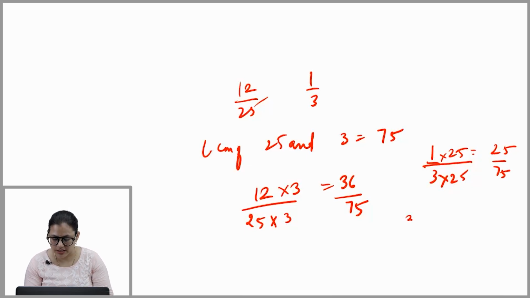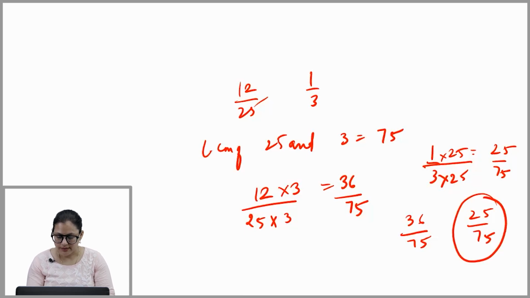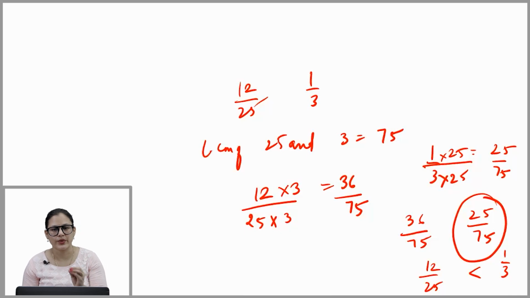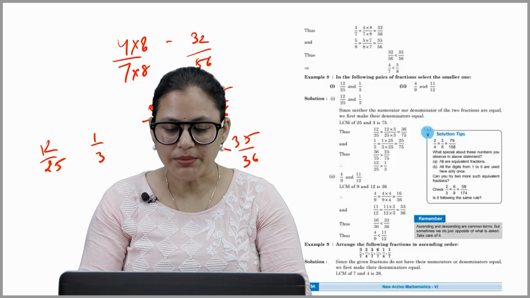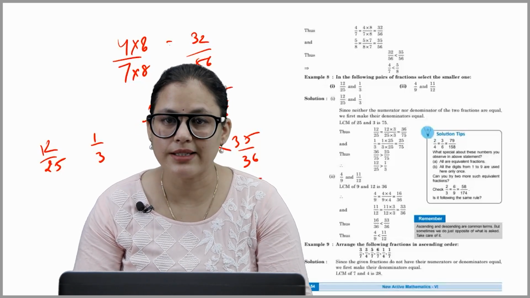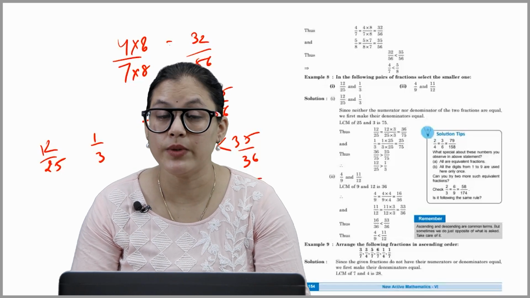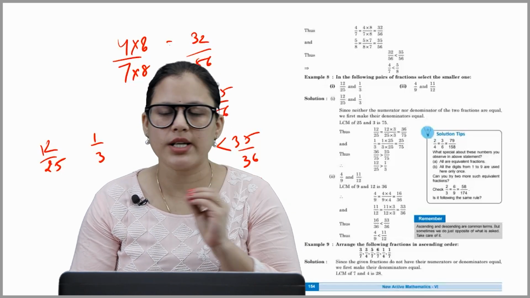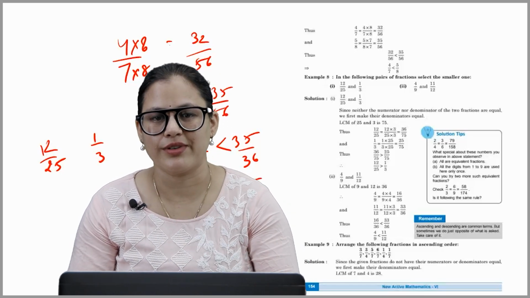Now, what you have to do? You have to select the smaller one. Which is the smaller one? This one. That is, this fraction has become from 1 by 3. So 1 by 3 is smaller than 12 by 25, right? So similarly you will do part 2 also. Remember, ascending and descending are common terms, but sometimes we just do the opposite of what is asked. So take care of it, okay?